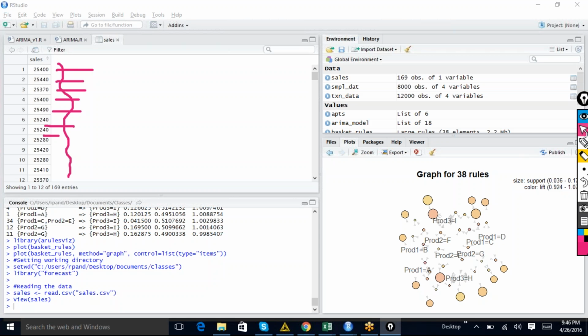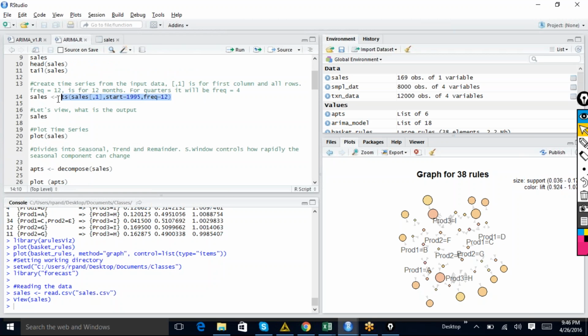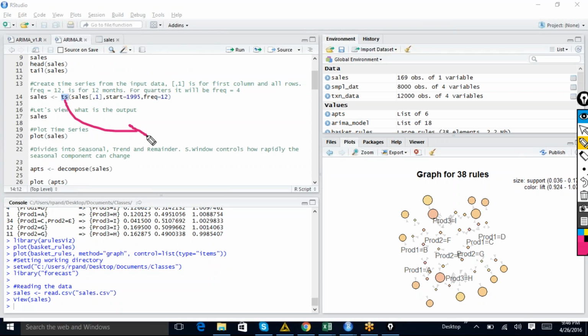So in the next step, what I'll be doing here is to go ahead and add the months, which is being done over here. So I'm saying sales, and we are using a function called ts. ts is short for time series.